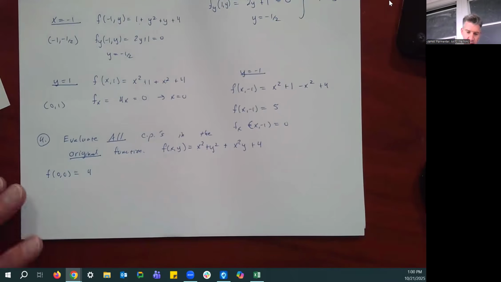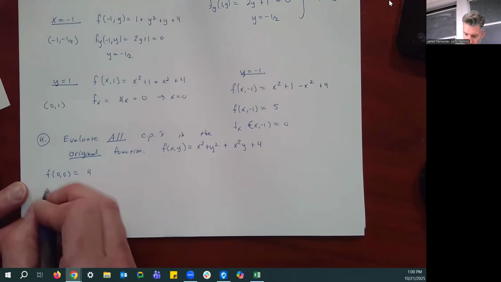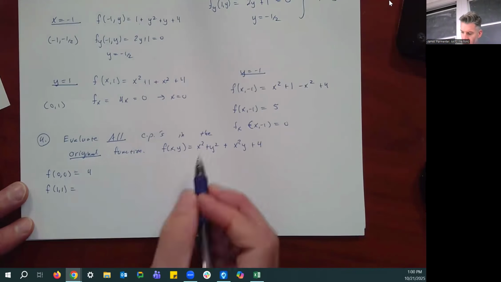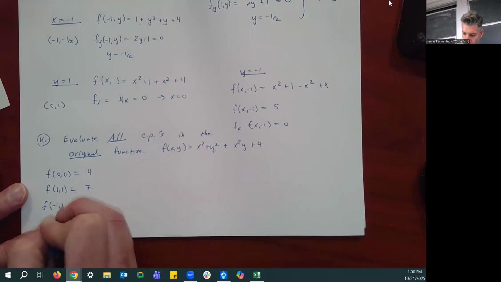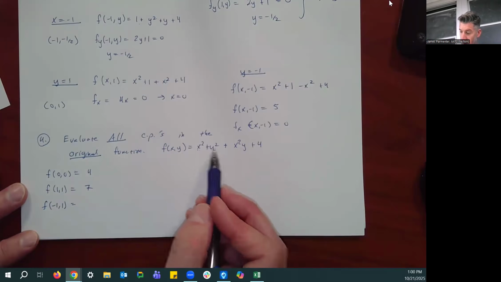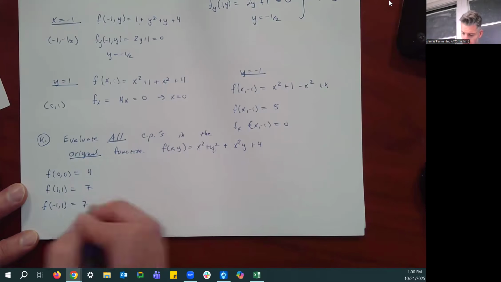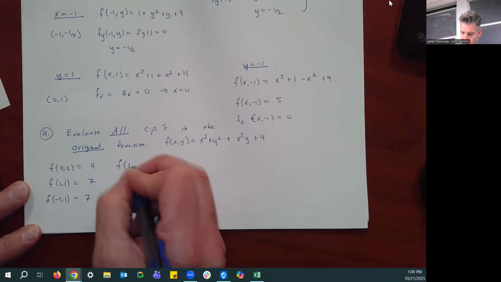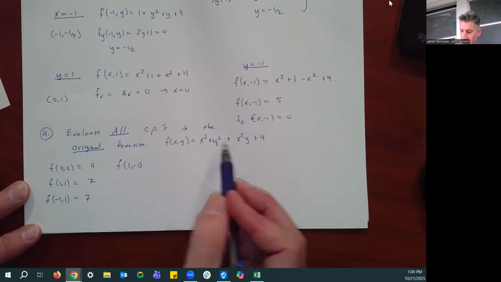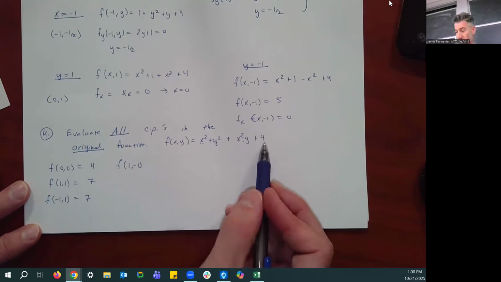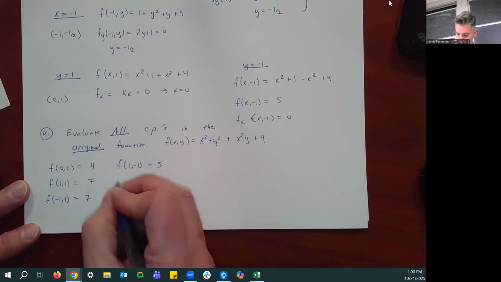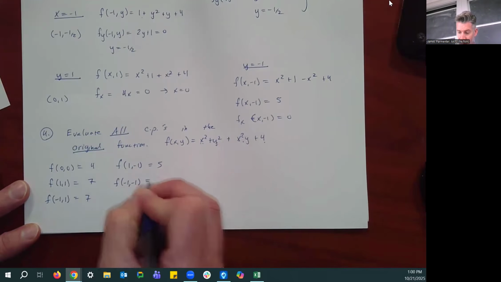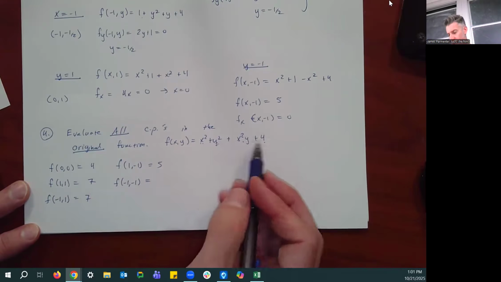Looking at the next one, let's see, that was my regular, my normal critical point. Then we have the corners. f of 1 comma 1 is going to be 1 plus 1 plus 1 plus 4. f of negative 1 comma 1 is going to be 1 plus 1 plus 1 plus 4. But f of 1 comma negative 1 is going to be 1 plus 1 minus 1 plus 4, because that's going to be a 1 times negative 1 there. That's going to be a 5. And then similarly, f of negative 1 comma negative 1 is also going to be 5, because it's going to be 1 plus 1 minus 1 plus 4.